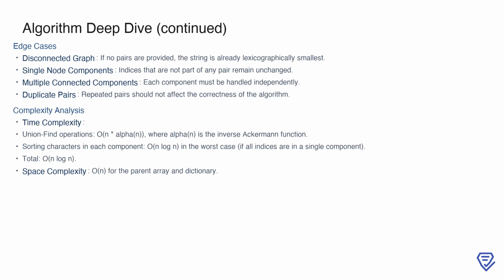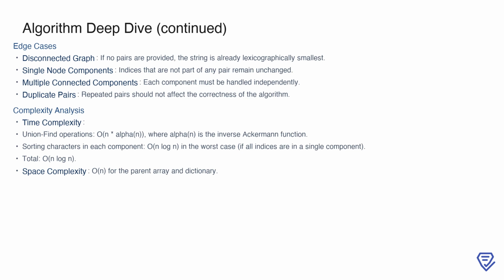Handling edge cases is crucial to ensure the robustness of the algorithm. For instance, if no pairs are provided, the string is already in its lexicographically smallest form since no swaps are possible. Similarly, indices that are not part of any pair form single-node components and remain unchanged. When there are multiple connected components, each must be processed independently to ensure correctness. Duplicate pairs in the input do not affect the algorithm's behavior, as union find inherently handles redundant connections.